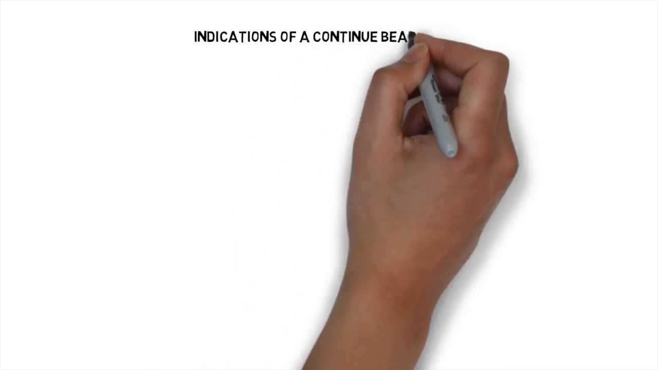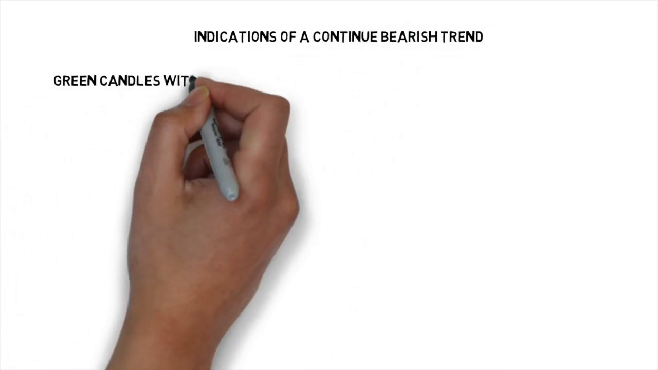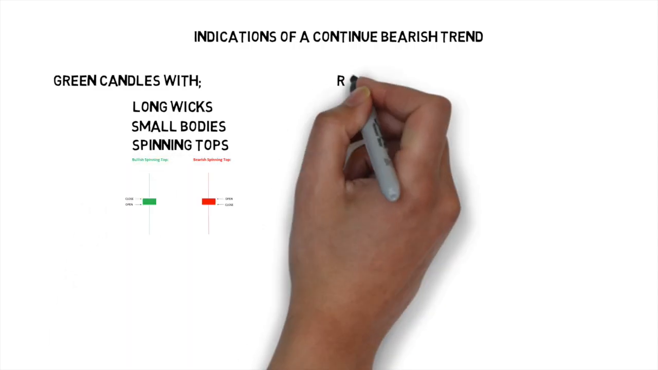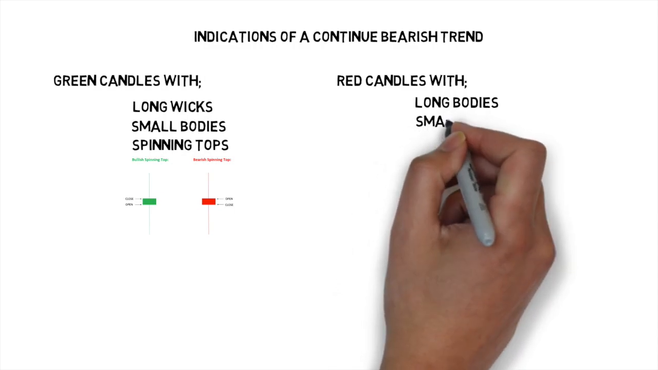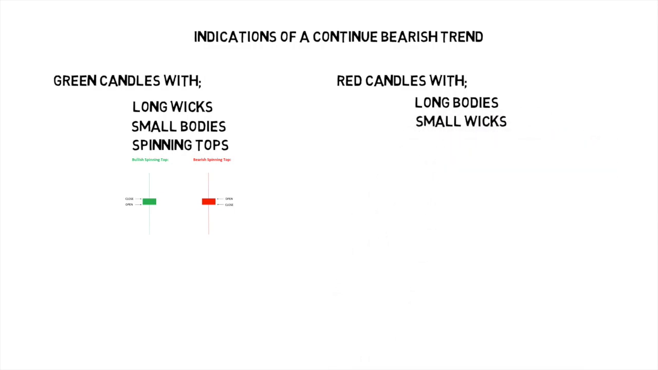So when we go short, what we like to see in our green candles are small bodies and long top wicks, or in other words, spinning tops like we discussed a moment ago. In our red candles, we like to see long bodies with short wicks, indicating decisiveness amongst the bears to continue charging forward.